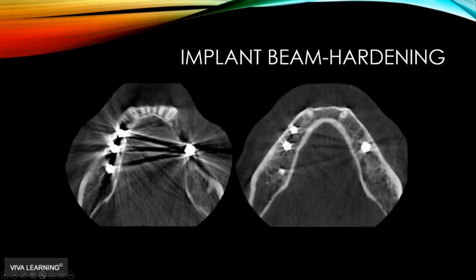So we're looking at two axial views here. The one on the left is a little bit higher than the one on the right. When you're looking at implants, CBCT is very, very good for localizing the implants and making sure that the implants are actually in the alveolar bone. You can see from the image on the right, the implants are in the bone.